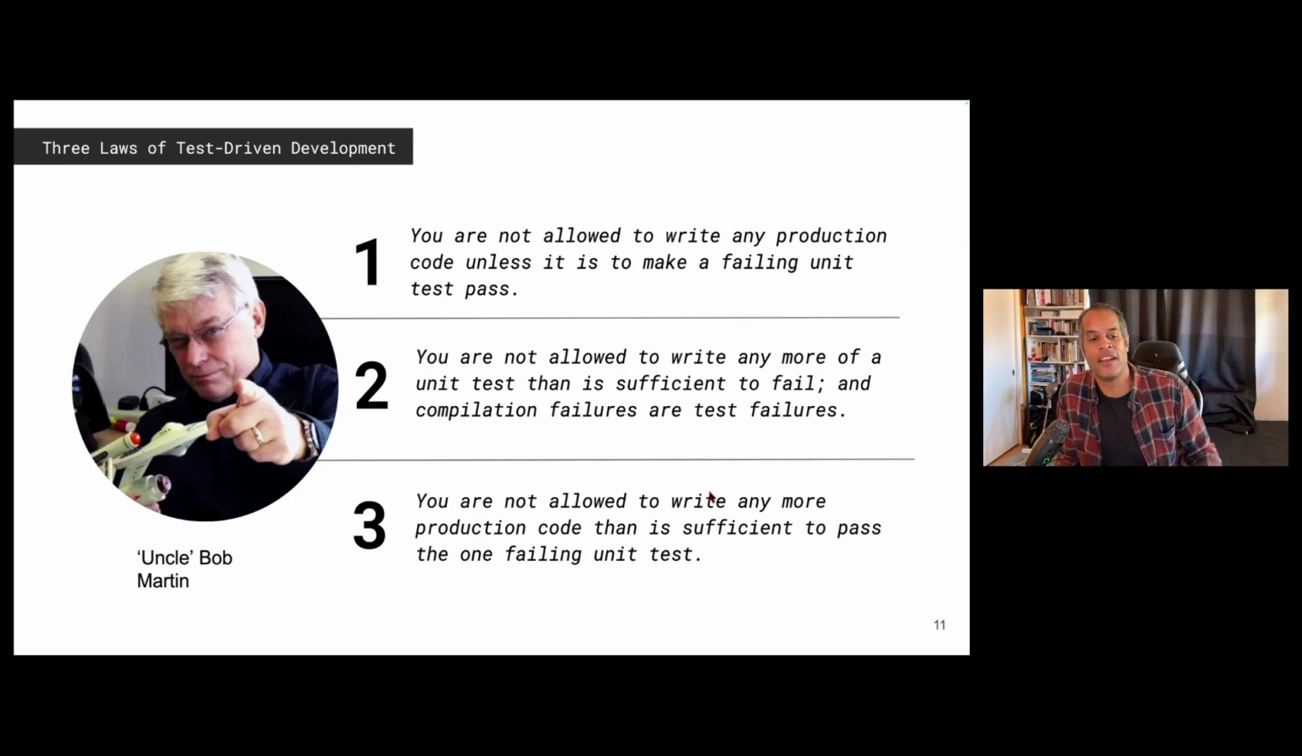All right, so then number three is, hey, just don't write any more production code than you need to make that one test pass, and that's it. So essentially, every feature that you write a test for, just write that much code, and that's it. Thank you, Bob Martin, for the 1, 2, and 3 of TDD.